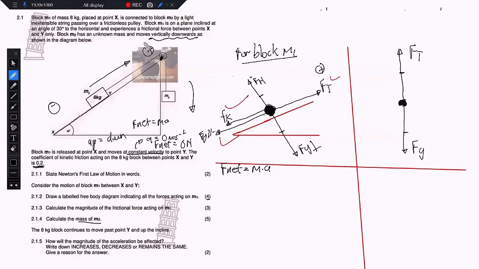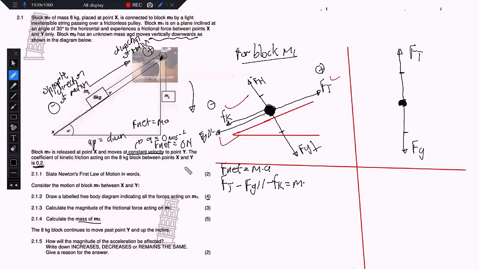Now, positive direction is the direction of motion. This is the direction of motion. And then negative direction is the opposite direction of motion. So whatever forces are in the opposite direction of motion, they will be negative, and whatever forces are in the positive direction of motion will be positive. So that means my equation will be Ft minus Fg parallel minus Fk is equal to ma.